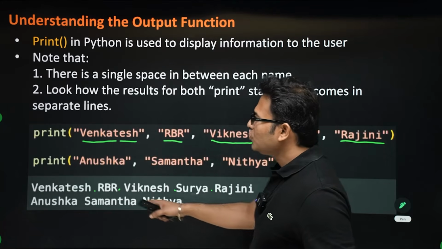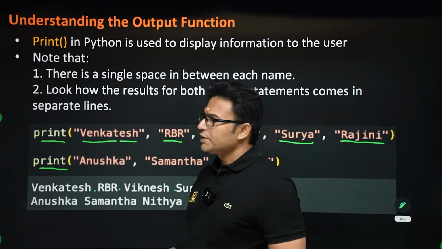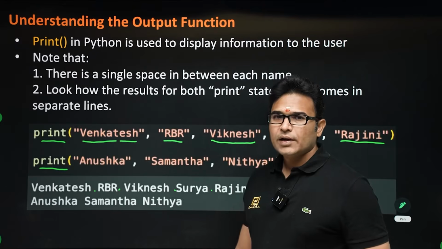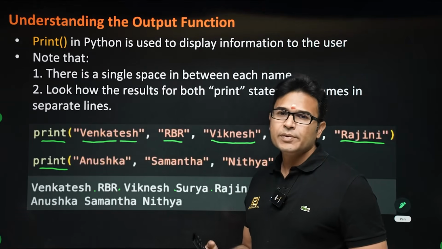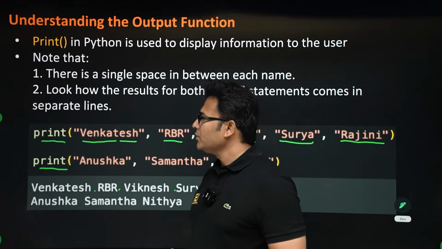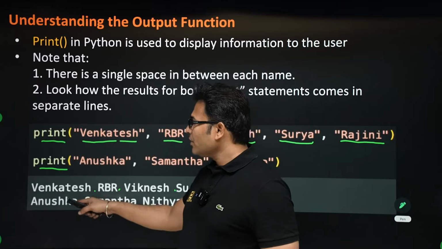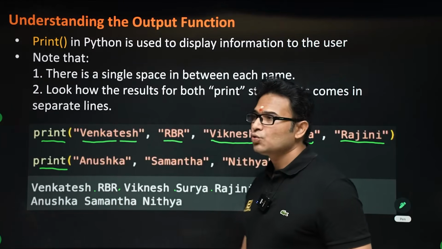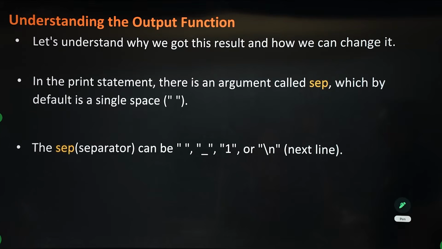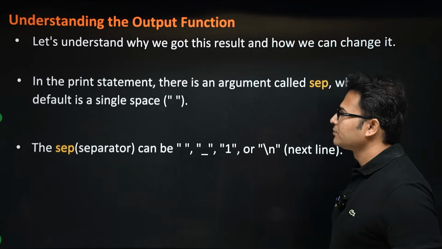Now, when you give one more print statement, when you are giving two print statements, one print statement will be printed first, and between every string there will be a gap. When you are giving two print statements, both of them will be displayed in different lines, two different lines. Now let's understand why we have got this result.